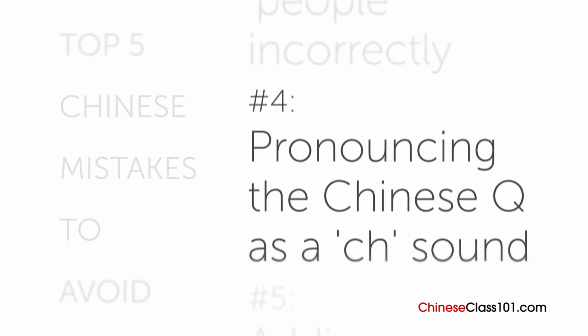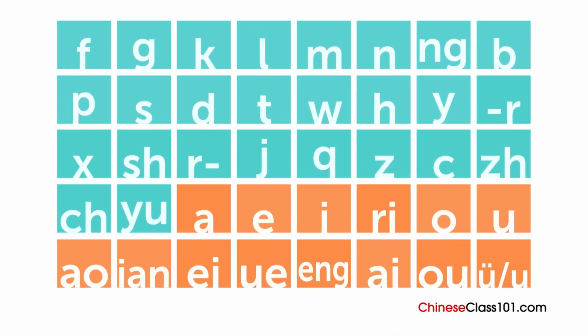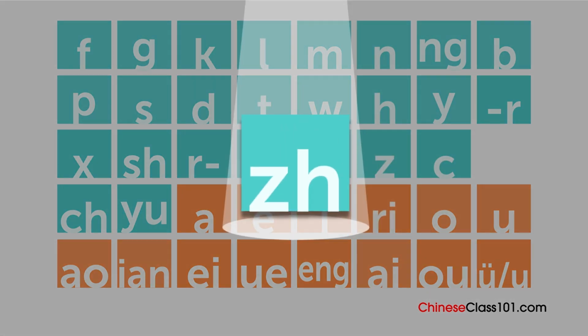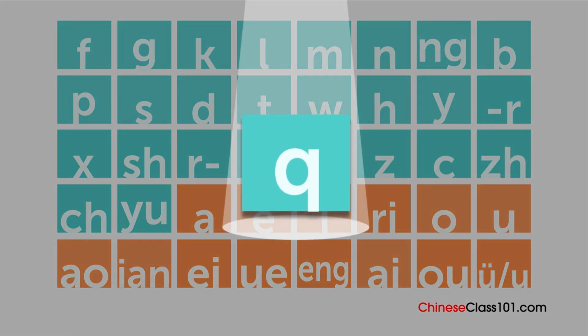Number 4. Pronouncing the Chinese Q as a ch sound. This is one of the biggest mistakes for students of Chinese. There are many ch-like sounds in Chinese, all of which are distinct. The challenge for English speakers is to first perceive the difference and then to recreate it.